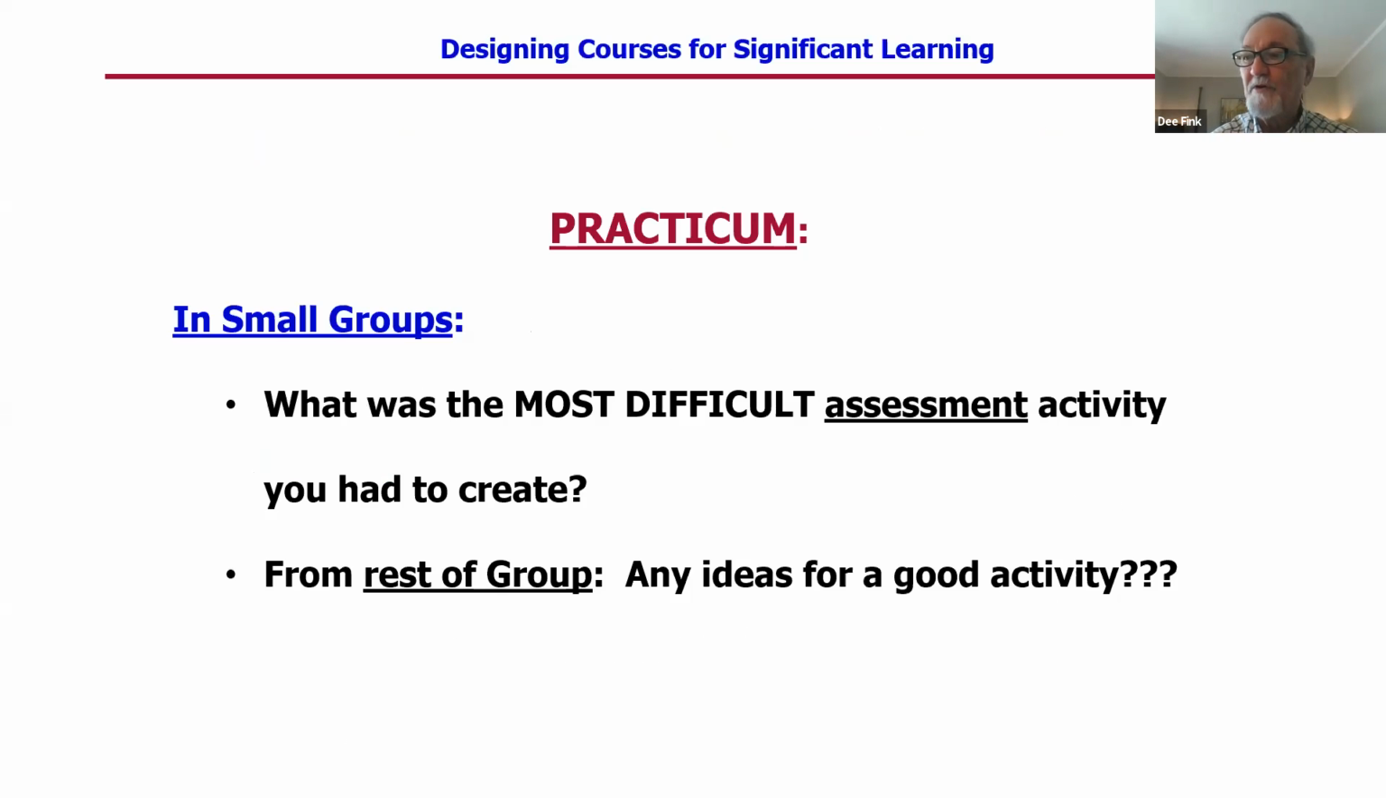Now what I'd like for you to do is go into your small groups, and when you tried your 3-column table during this past week, pick one of your assessment activities that was difficult for you to identify. You just had a hard time coming up with an activity that you thought was a good assessment activity for one of the kinds of learning. Share that with your group, and then let the rest of the group brainstorm, like I've been doing a little bit here, ideas for a good or a better activity for that kind of learning.